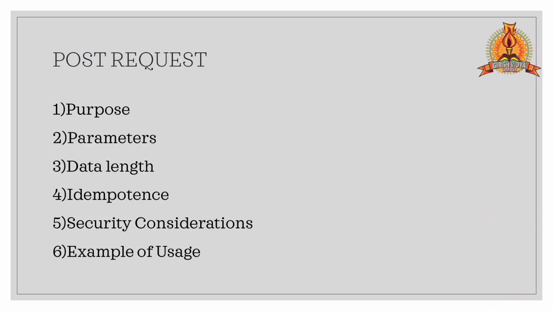Then the overall POST request view. Purpose: it is used to submit the data to be processed to the specified resource. Typically used for creating a new resource, submitting a form and updating data, etc. Then what are the parameters we use? The parameters are included in the request body, usually in JSON or form data format. Parameters are not visible in the URL and are not cached by any browsers or intermediaries. Then data length. A POST request can carry a large amount of data as compared to the GET request, right? It is suitable for submitting forms with sensitive or large data, file uploads, etc.